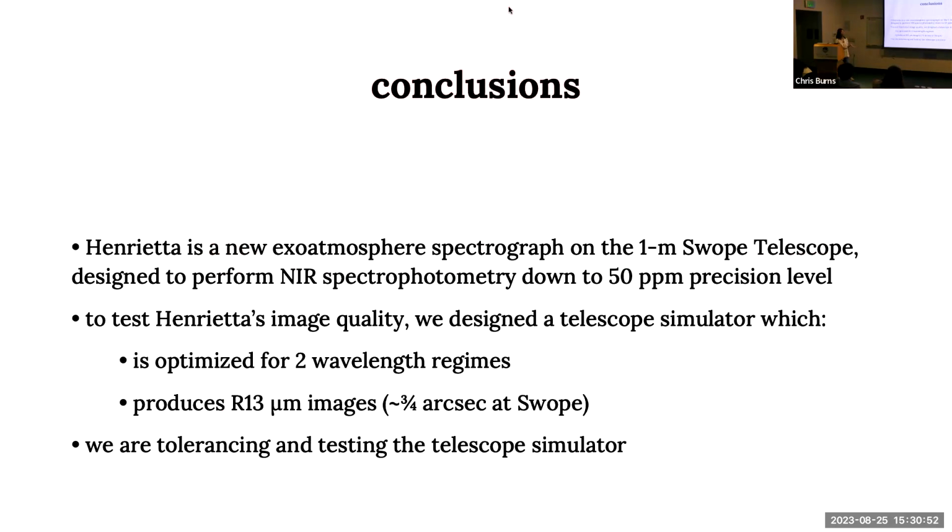So that is why we designed and built a telescope simulator. Our telescope simulator is optimized for 2 wavelength regimes separately, and it also produces images that correspond to 3/4 of an arcsecond at the SWIP telescope, or slightly better than the best image quality that you can get from the SWIP telescope. And finally, we are in the process of tolerancing and testing our telescope simulator. So that concludes my presentation, and thank you so much for listening.